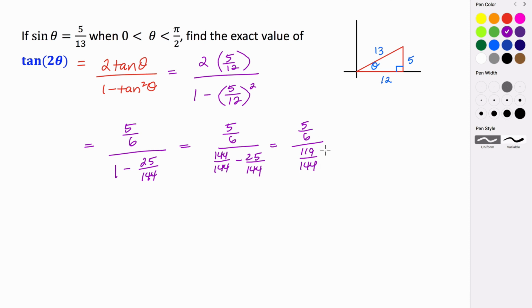And then when you're dividing two fractions, remember that we can turn this into a multiplication problem where we keep the numerator as is, and then we multiply by the reciprocal of the denominator. So 144 divided by 119. 6 is going to go into 144 evenly. I believe it goes in 24 times. So 5 times 24, 5 times 20 is 100, plus another 20 is 120 over 119. And then again, this won't reduce, so this is the tangent of 2 theta.